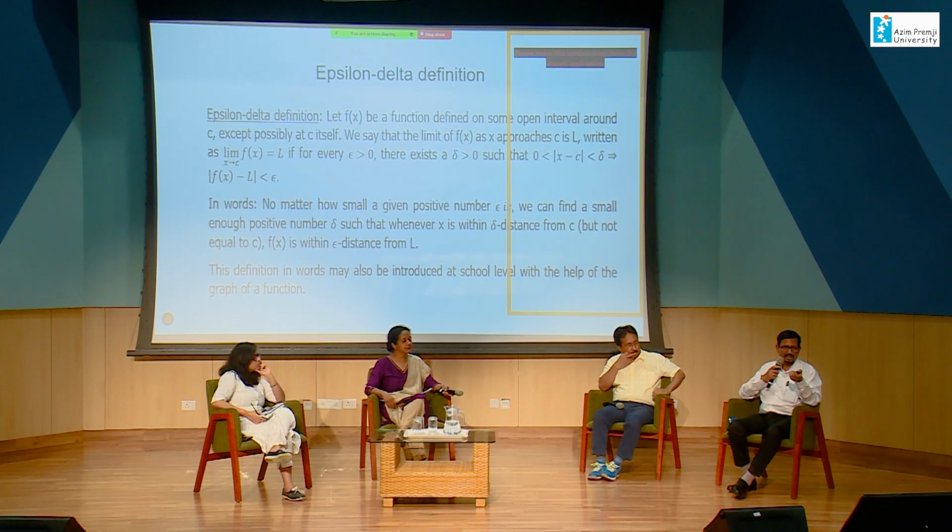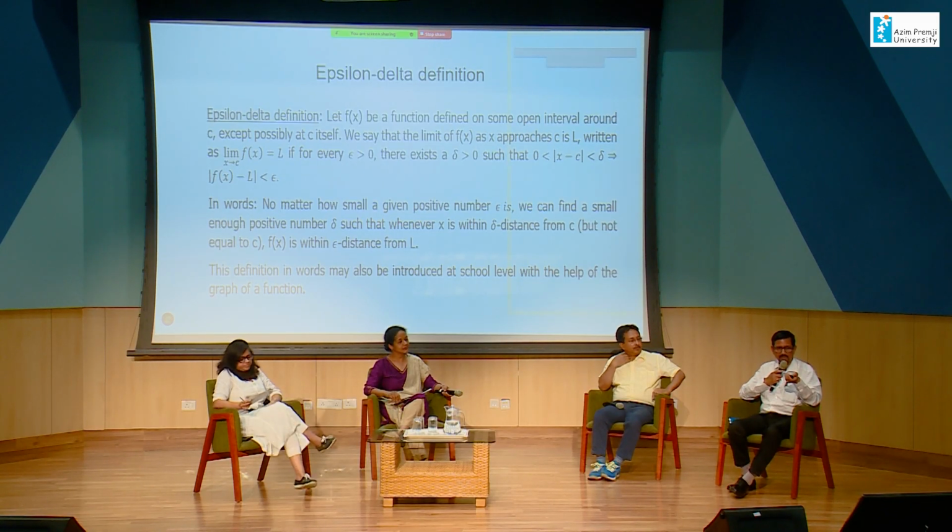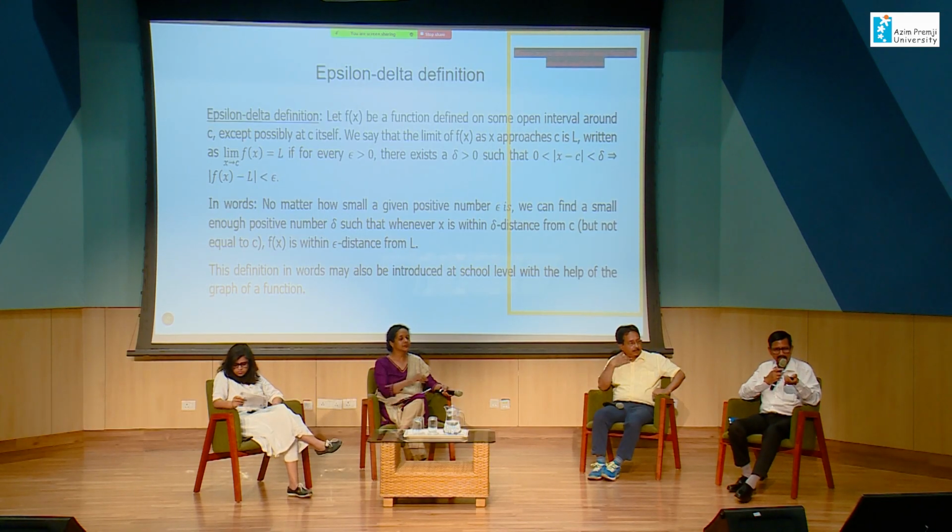I would suggest that the epsilon delta definition should also be somehow discussed with the children. At least in words, we should say that no matter how small a given positive number epsilon is, we can find a small enough positive number delta such that whenever x is within delta distance from C, f(x) is within epsilon distance from L. This is the most appropriate definition. In fact, there is an equivalence of the two definitions, the sequential definition of limit as well as the epsilon delta definition of the limit. But this is missing from the school level.